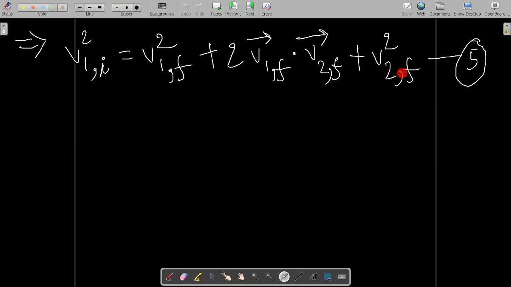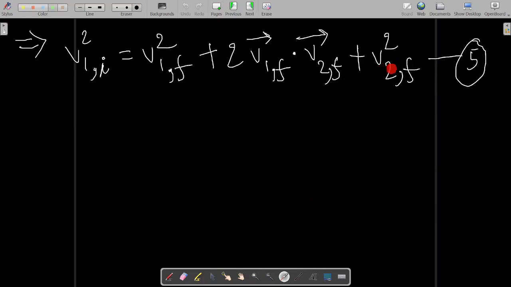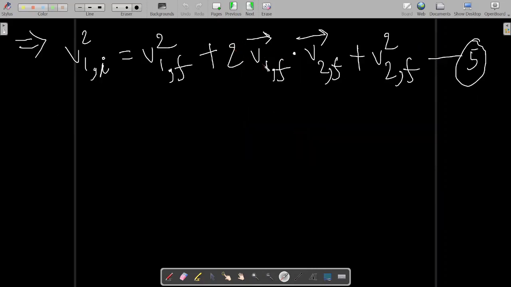Then v2,f squared without the vector sign when you take the dot product. And for this particular entity, since the dot product is commutative, we can write 2 times v1,f vector dot v2,f vector. Let us suppose this is equation number 5.